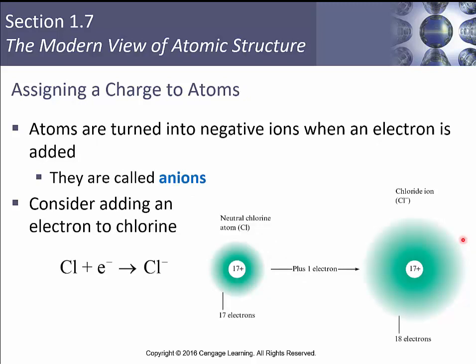Atoms are turned into negative ions when an electron is added. These are called anions, right? Negative anions. So if we consider adding an electron to chlorine to form chlorine minus, I've got 17 plus charges in the nucleus because I've got 17 protons. My neutral atom has 17 electrons. I add an electron, it gets bigger. I still have the same plus 17 in the middle from my protons, but now I've got 18 electrons on the outside.